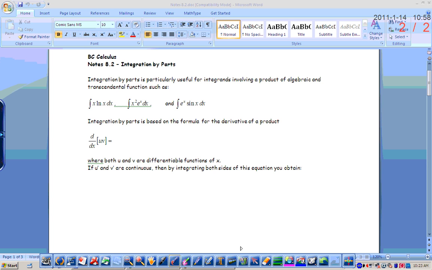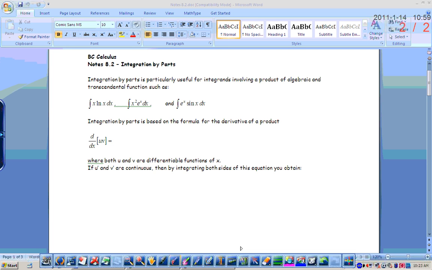Okay, this is called integration by parts because we're going to break up the integral into two different parts. It's particularly useful for integrands, and the integrand is just what you're integrating, involving a product of an algebraic and a transcendental function. An algebraic function is like a polynomial that you're used to seeing. A transcendental function is anything like the natural log of x or e to the x or a trig function, something that's not really a polynomial function. And it's the product of those two.